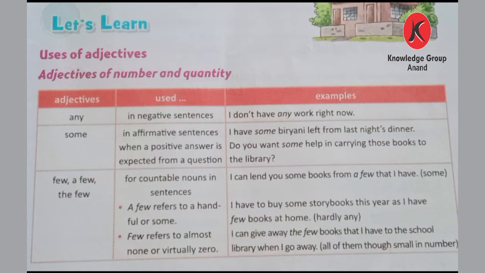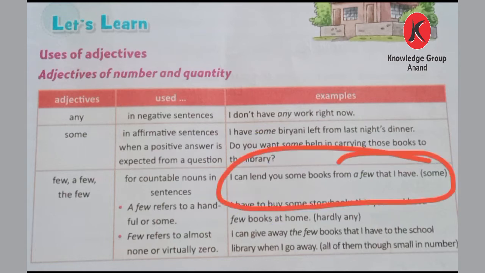Few, a few, the few, are used for countable nouns in a sentence. For the countable noun in a sentence, a few is used. I can lend you some books from a few that I have. In this sentence, I can lend you some books from a few that I have. A few is used for the countable noun. Dear students, what is a countable noun? A countable noun is the things which we can easily count.